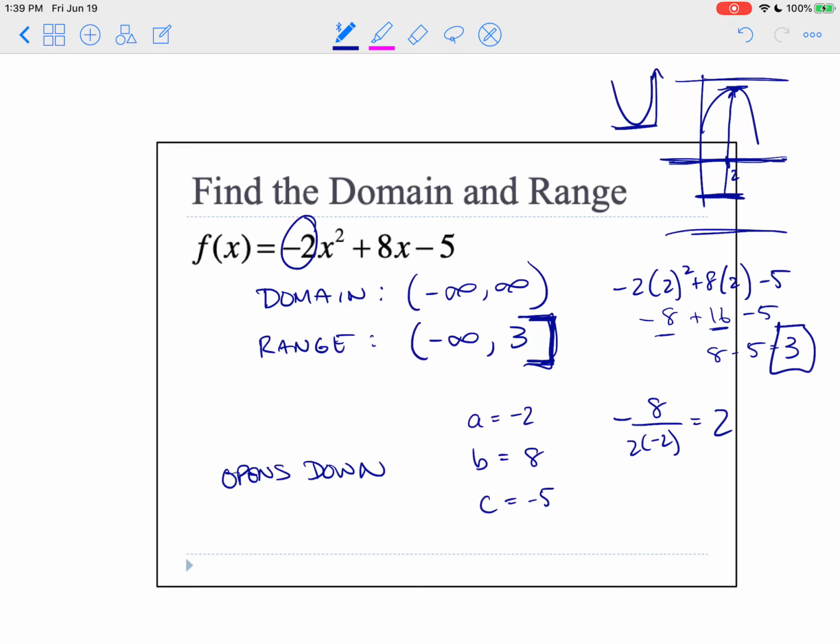If it was opening up, it'd be the same idea, except we would start at the y-coordinate of the vertex and we would go all the way to infinity instead if we were opening up.